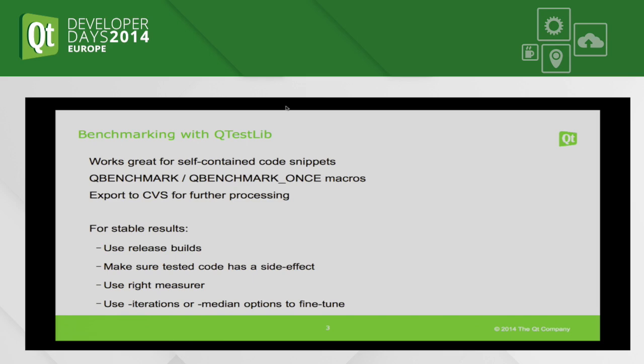Then there are different measures. And then there are these options like iterations and median to actually allow you to fine-tune your test run. And then you can answer such tricky questions like what is the fastest in no time.